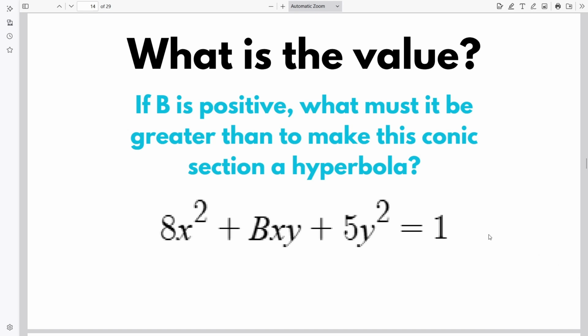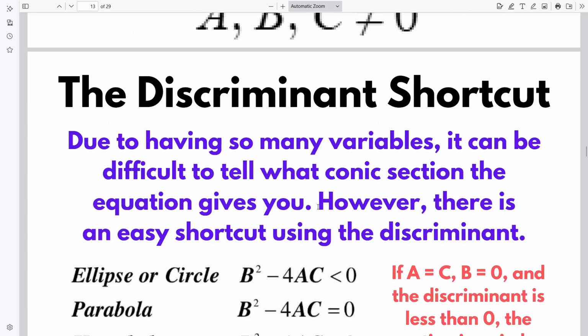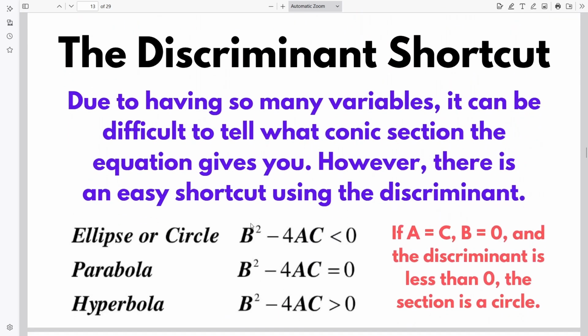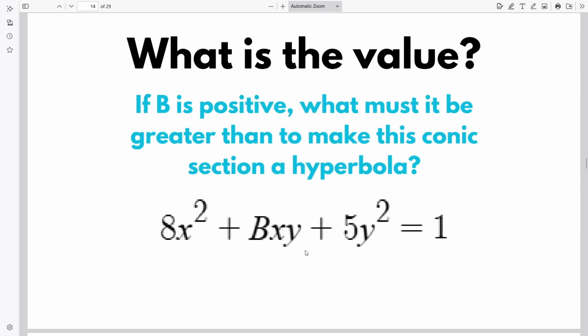Okay, if you're stuck, here's a clue. Just use this. This thing helps you out. Just use it. Okay, I guess I'll give you some more time.